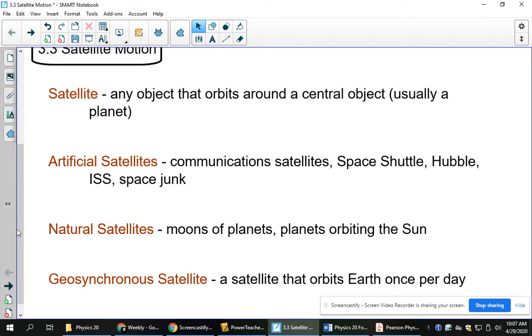Artificial satellites are anything that we've introduced into the solar system, like communication satellites, the space shuttle, the Hubble telescope, the International Space Station, and a whole bunch of space junk now. Natural satellites are moons that are orbiting planets or planets that are orbiting the sun. And geosynchronous satellites are satellites that orbit Earth once per day. Okay, so in the length of time it takes for us to have one day, the satellite has gone around the entire globe.